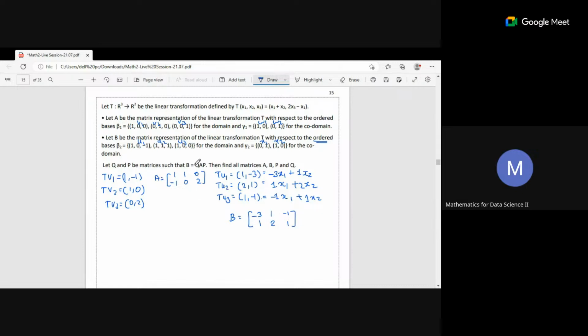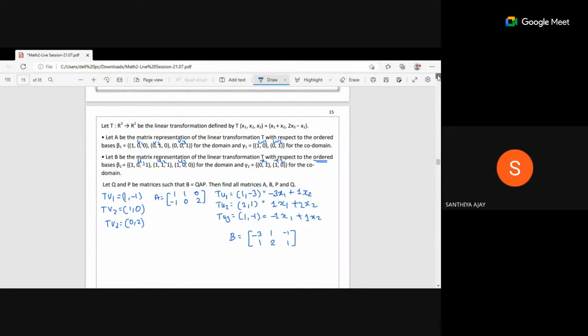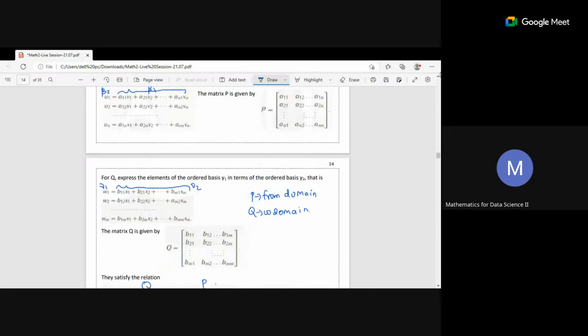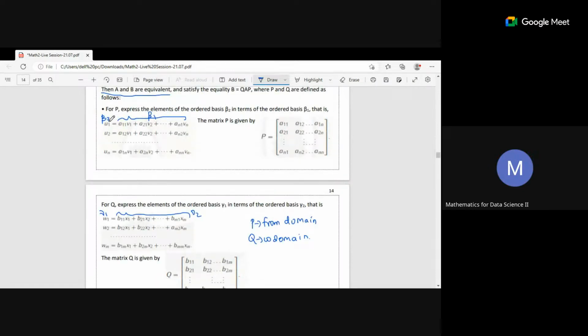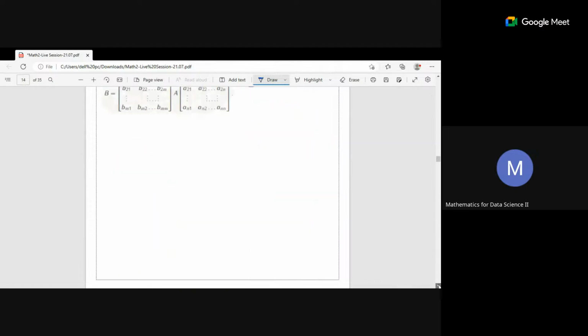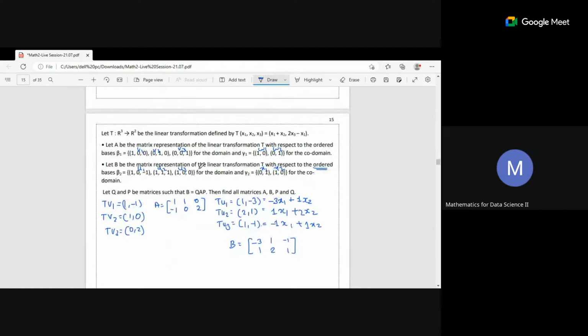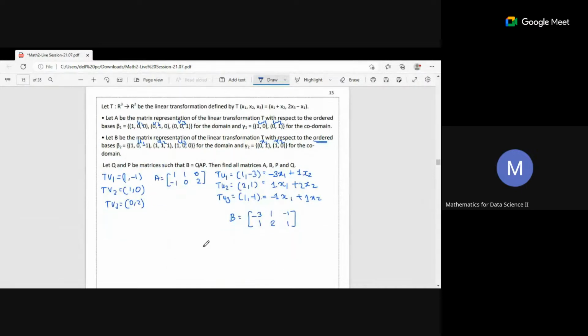Now can you tell what is your Q and P? For P, what is it that you need to do? You have to express beta 2 in terms of beta 1. Okay. So what is your beta 2 here? Beta 2 is this set. Okay, so let us do that.